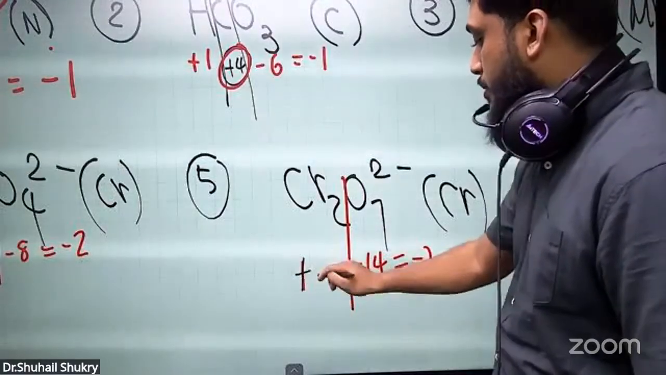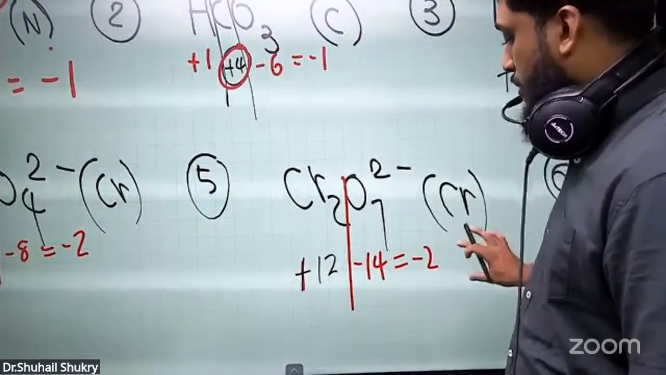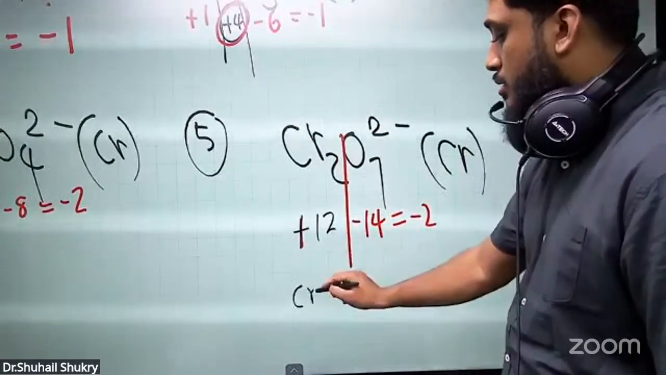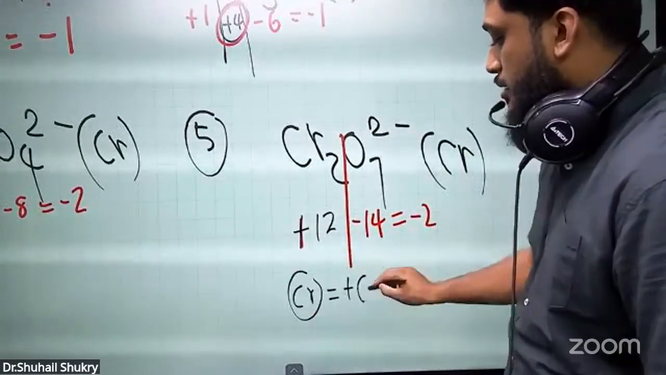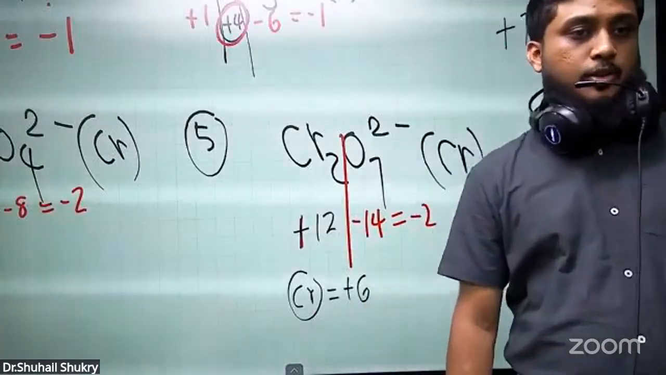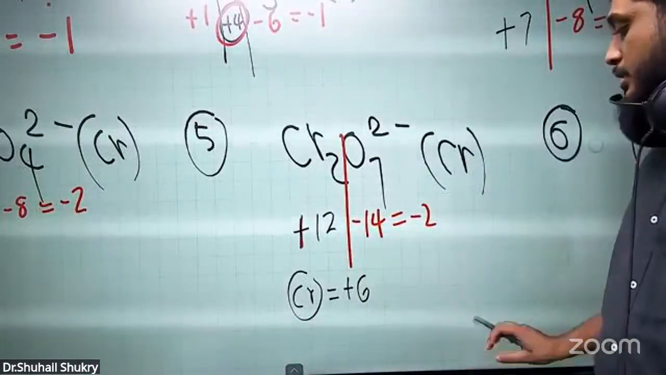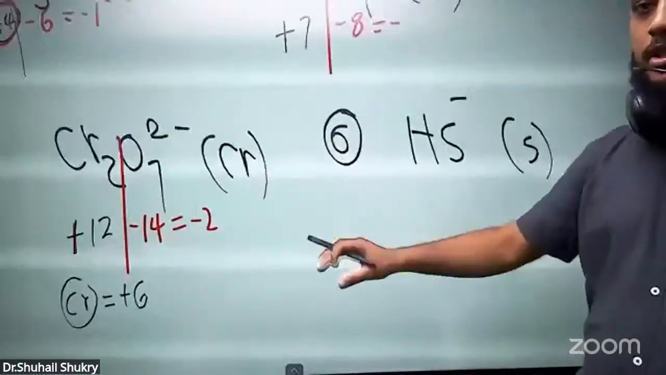But how many chromiums are plus 12? 2 chromiums. Then 1 chromium is how much? 1 chromium is plus 6. You got it as plus 6. Did you write? Good, excellent. It means you are intelligent. Very good. I'm happy about it.